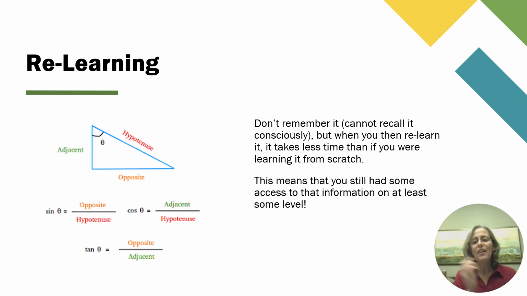All right, the third and final type of retrieval is something that you may not think of as actually retrieving a memory, and this is called relearning. So it was interesting, earlier today I was walking by the physics tutor lab, and they have some trigonometry formulas up on the wall, and that's what the image is showing you here, how you calculate sine and cosine and tangent.